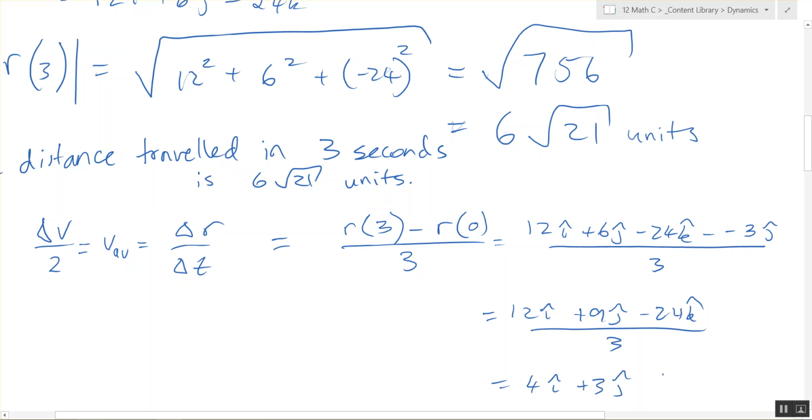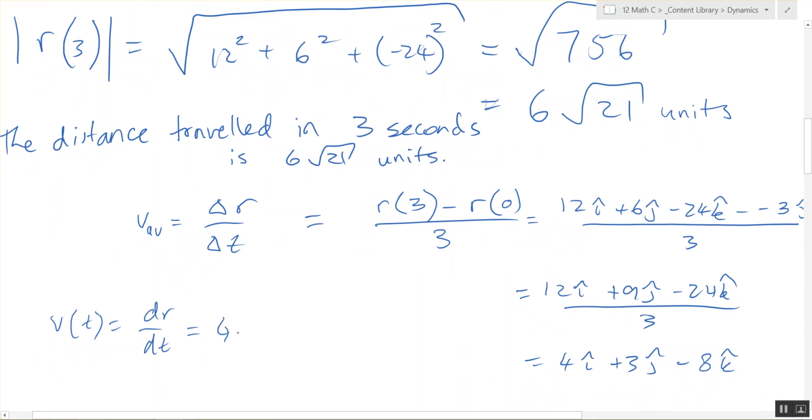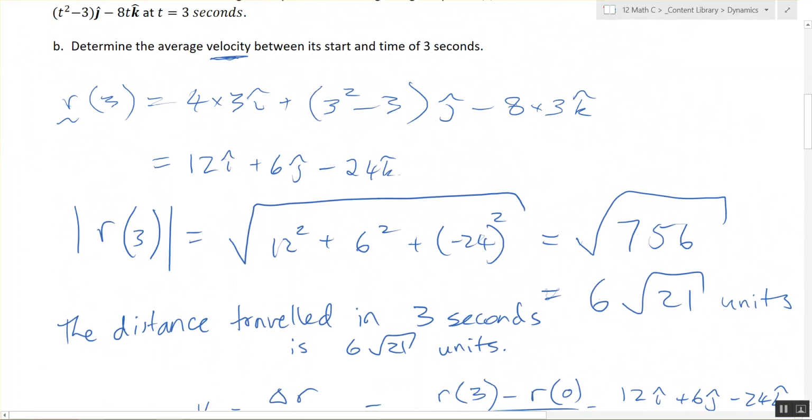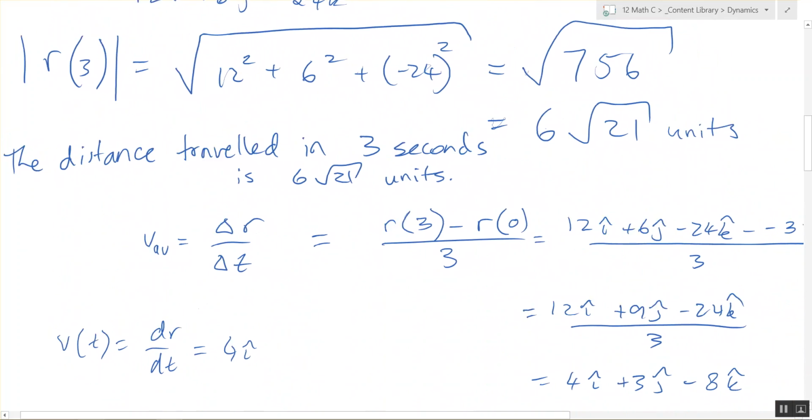I'll let you guys do the change in displacement. I'll do the change in velocity divided by 2, see if it gets the same answer.